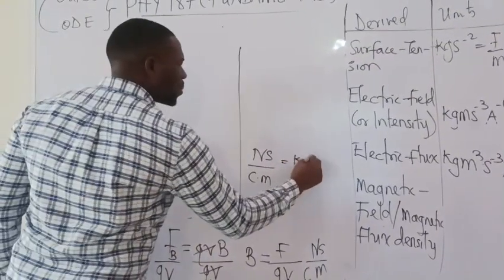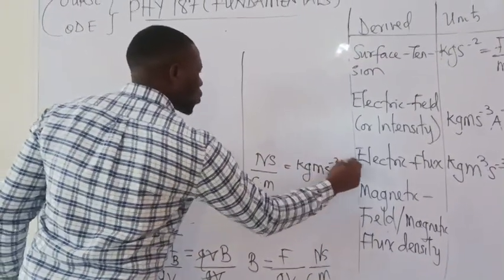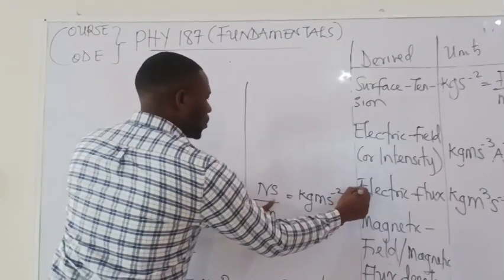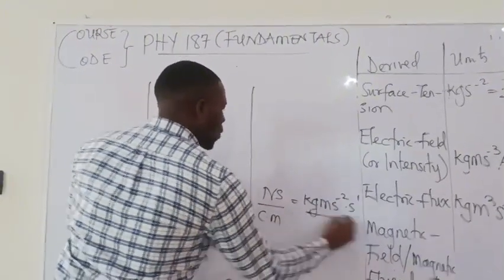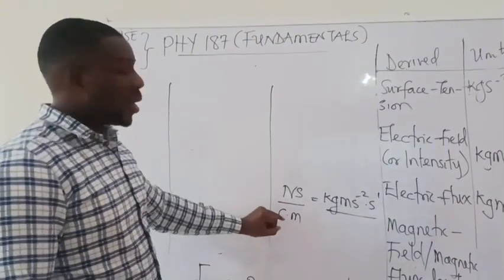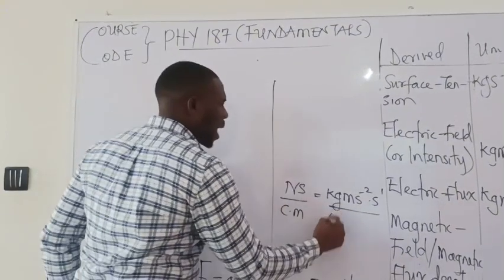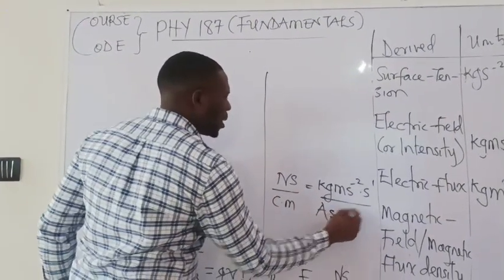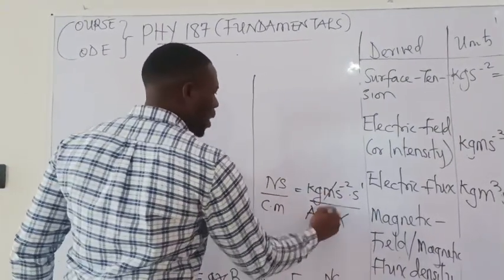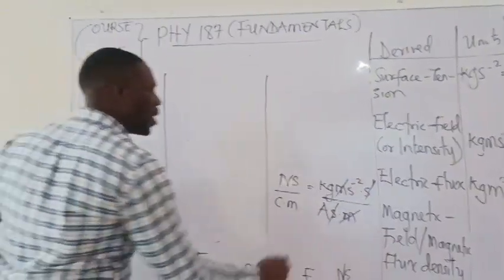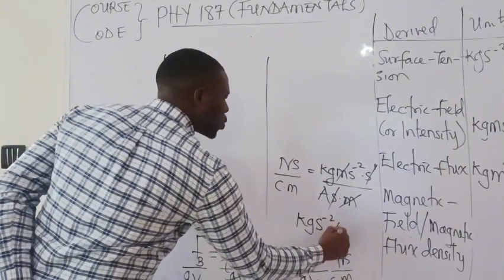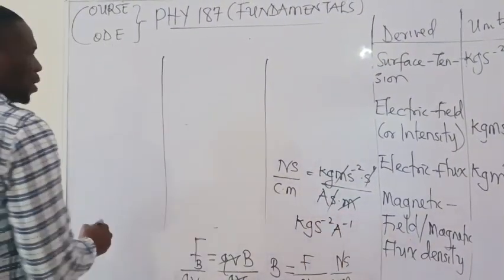Newton is kilogram meter per second squared. Then I have times second raised to power minus 1 here, times second raised to power 1 over coulomb, which is the unit for charge. That's current times time. So current is in ampere, time is in second, and I have, of course, the meter here. And of course, I lose the meter, I lose the second. So I'm left with kilogram second raised to power minus 2 per ampere.